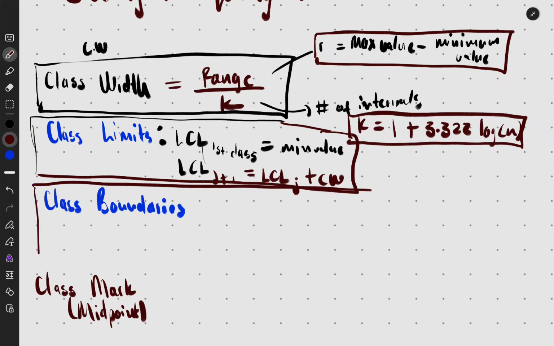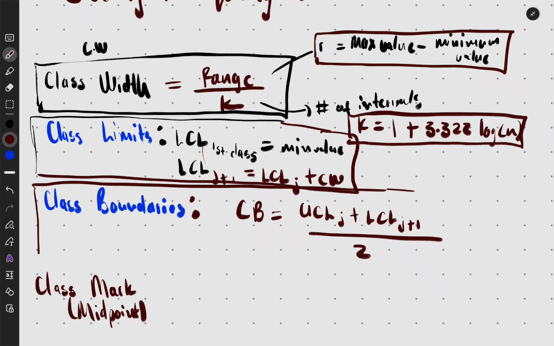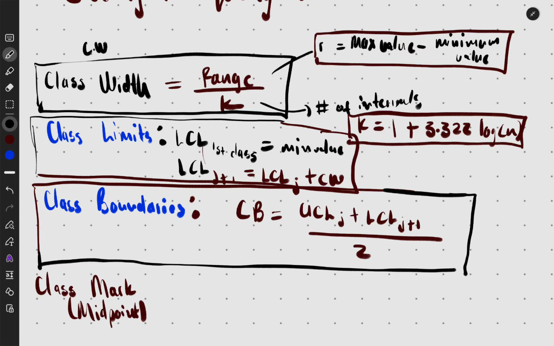Then for class boundaries, first you must know how to get the class boundary. Class boundary is equal to the upper class limit of class J plus the lower class limit of the next one, J plus 1, and you divide by 2. So it's the average of those. Then you get the class boundary.